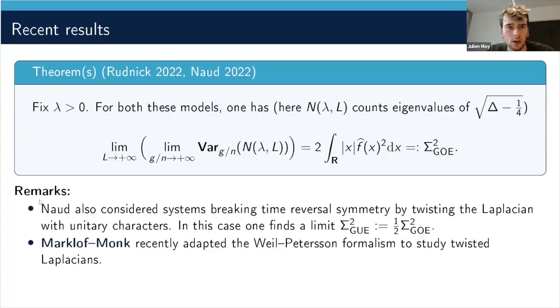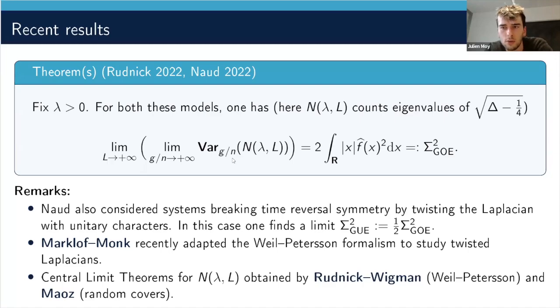And also, the theorems of Rudnick and Naud concern the variance of the counting function. One could look in principle at higher moments. This has been done for Weil-Petersson. This is a work of Rudnick and Wigman. And for random covers, this is a work of Moy. So they obtain central limit theorems for the counting function.